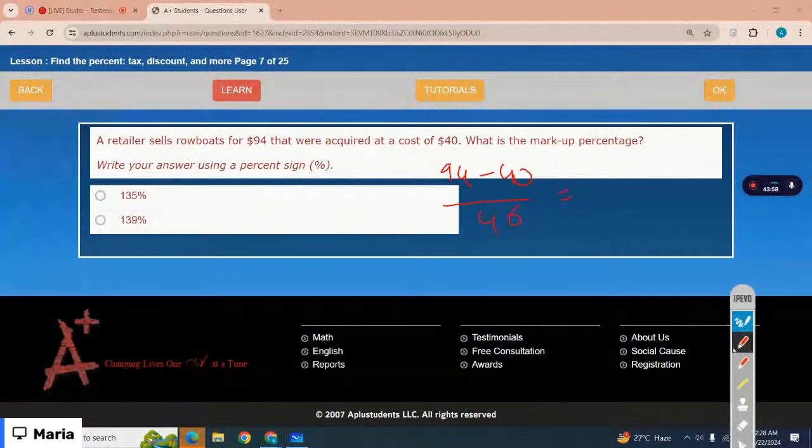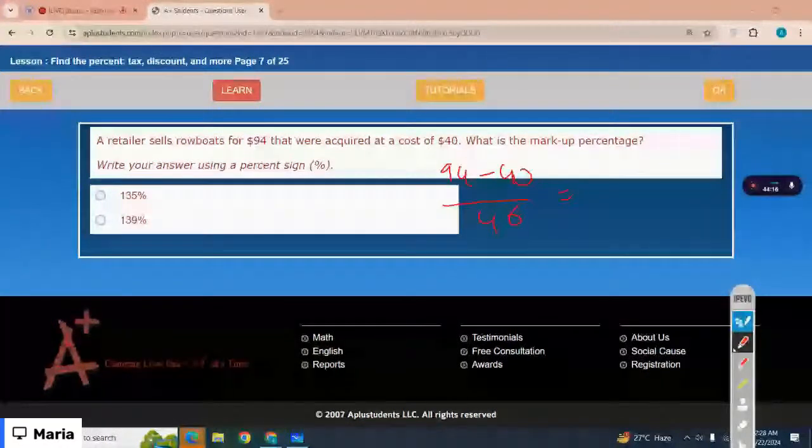So the correct option is 54 divided by 40. That is 135%. Option number 1 is the correct option.